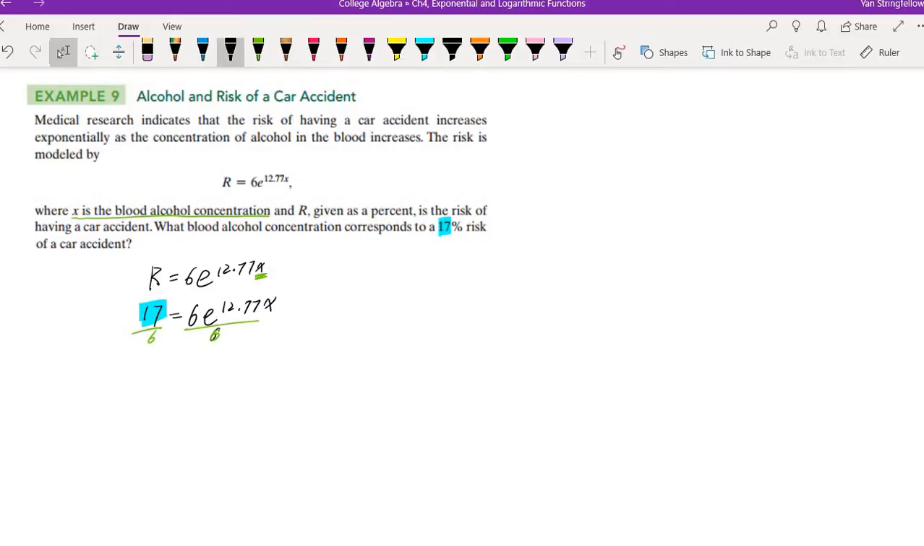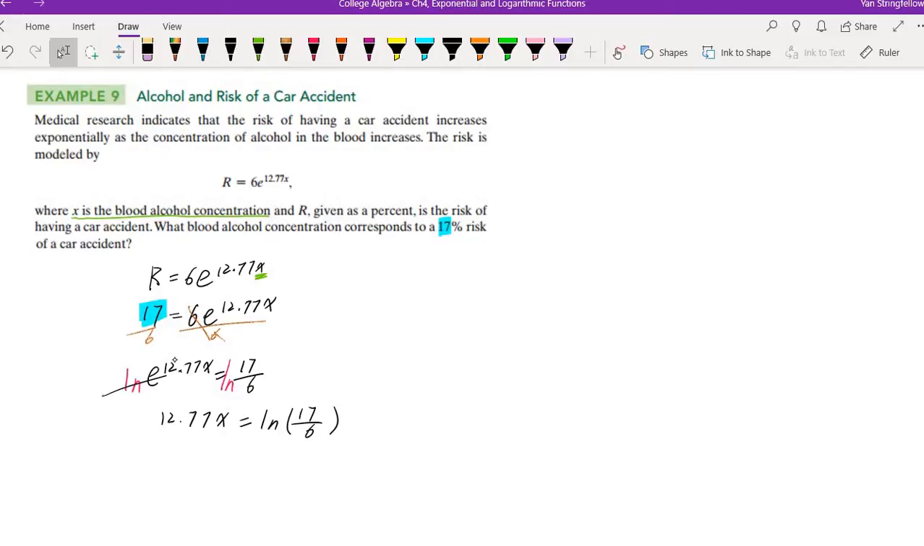Divide by 6 on both sides, and they're going to cancel out. We're going to have e to the 12.77x. We'll just move this from the right to the left, and then equal to 17 over 6. Now we turn this into an exponential equation. Our base in this case is e, which is not 10. When the base is not 10, we have to take a natural log of both sides. So we have natural log, we have e. This piece is going to cancel out, so we're going to have 12.77x equal to natural log 17 over 6.